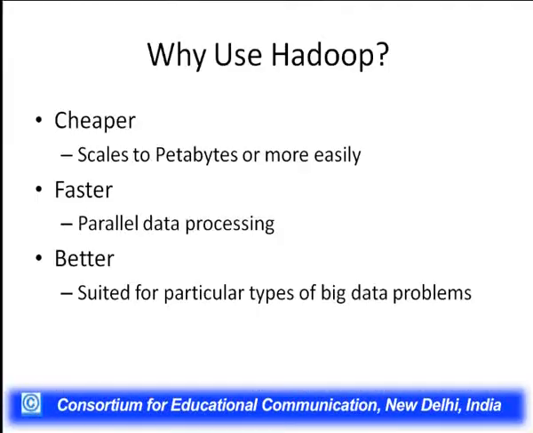You can achieve parallel and massive processing in a cheaper manner. And since it does the processing in a parallel manner, it is fast and it is better. How is it better? It is better than the traditional systems because it can handle massive amounts of data and can perform processing in a massively parallel manner.